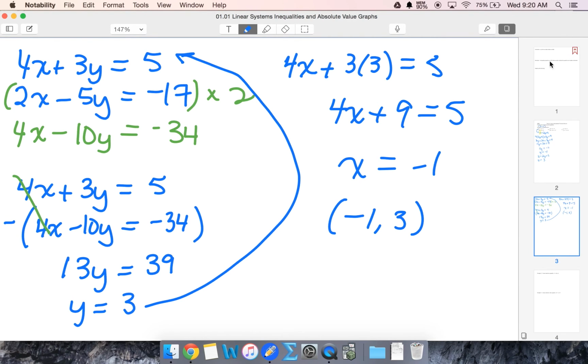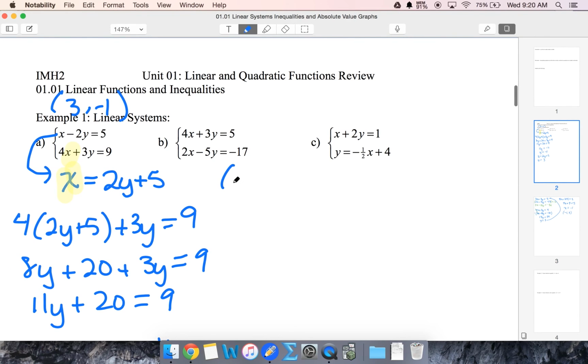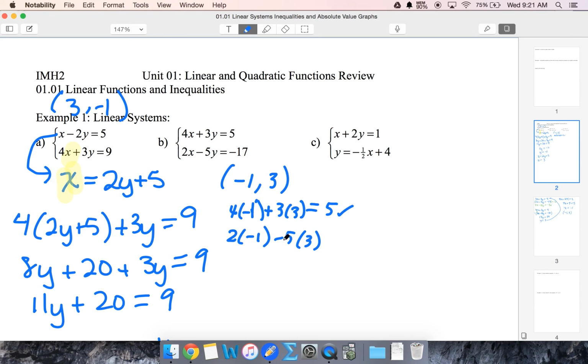Let's come back to our previous page. So we got here negative 1, 3. It's a little bit funny. It's the opposite solutions. That was not intentional. But if I test it, 4 times negative 1, that's negative 4. Plus 3 times 3, negative 4 plus 9 does equal 5. That checks. And 2 times negative 1 is negative 2, minus 5 times 3. That's negative 2 minus 15 does equal negative 17. So this point makes this equation true. And that's solving by elimination.